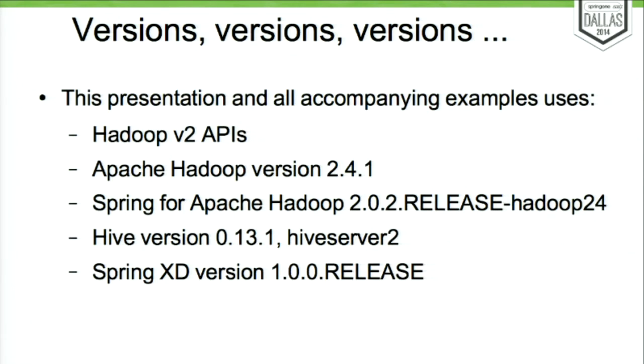So versions. It's always complicated to get it going. Everything I use for today is Hadoop version 2 APIs. I use Hadoop version 2.4.1 as my cluster. And like I've said earlier, 2.0.2 is the release, and Hive 0.13.1 is what I'm running for the examples here, Hive Server 2. And I'm using Spring XD, their 1.0 release version.